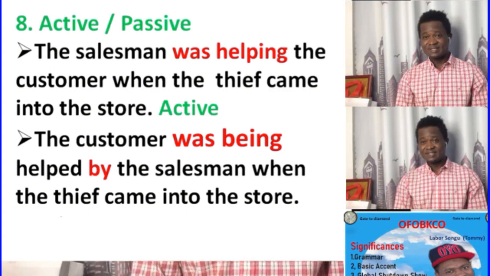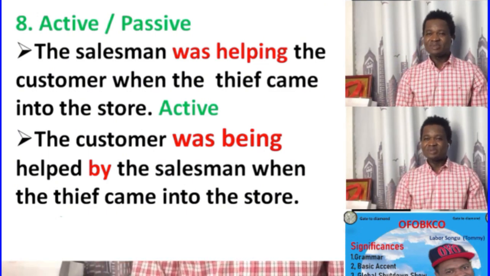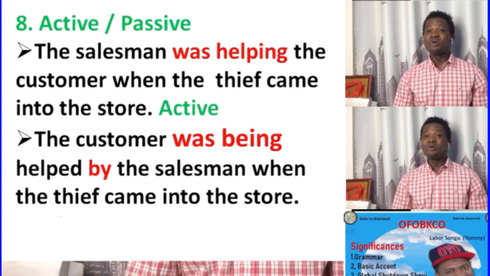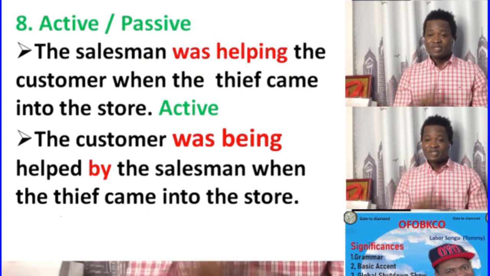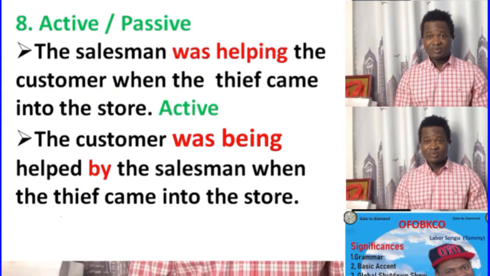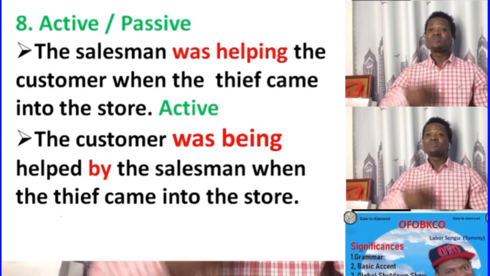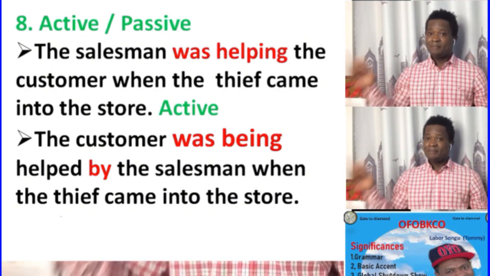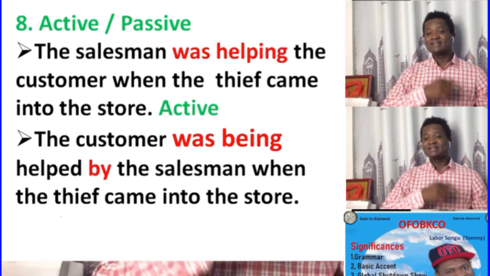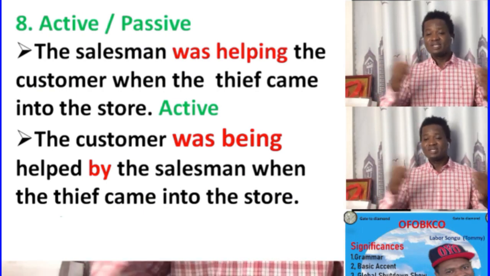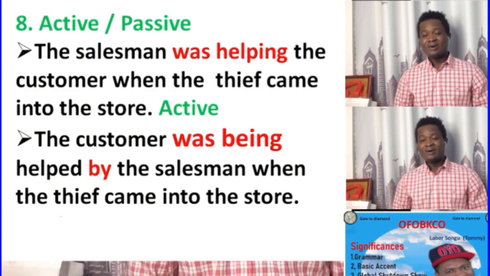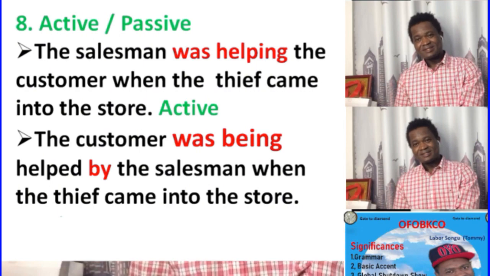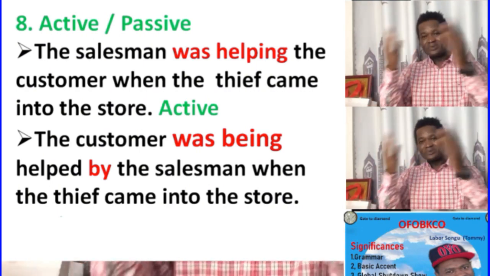We are still in past progressive. But this is a whole topic, guys. I'm going to bring a video talking about active and passive voice, and active and passive voice more in progressive form. The be verb with the past participle. So you've got to see how the customer was being helped. Helped is a past participle. By the salesman when the thief came into the store. So you've got to see now the object has changed to the subject. So the receiver has changed to the doer.